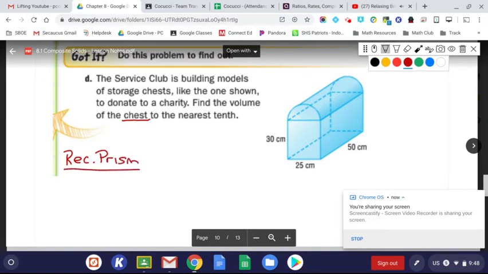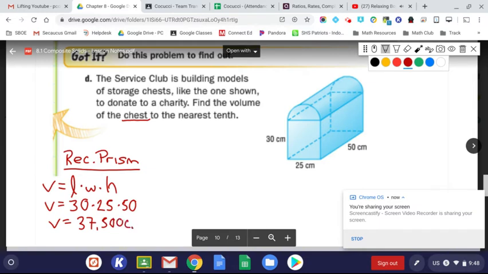And again, what is the formula for a rectangular prism? Volume is equal to the length times the width times the height. Or in other words, 30 times 25 multiplied by 50, which is going to give us an answer of 37,500, and that's centimeters cubed.